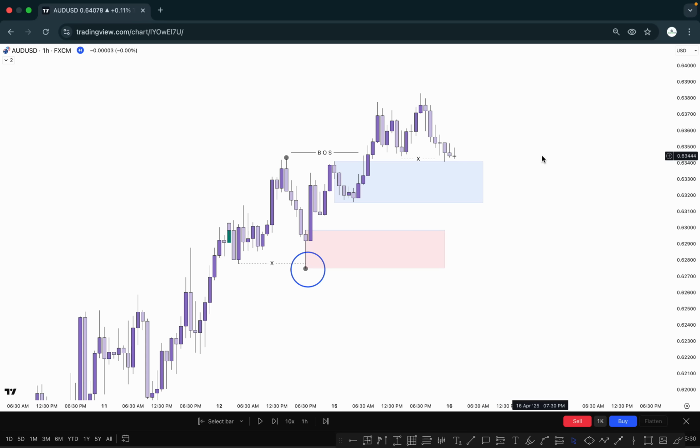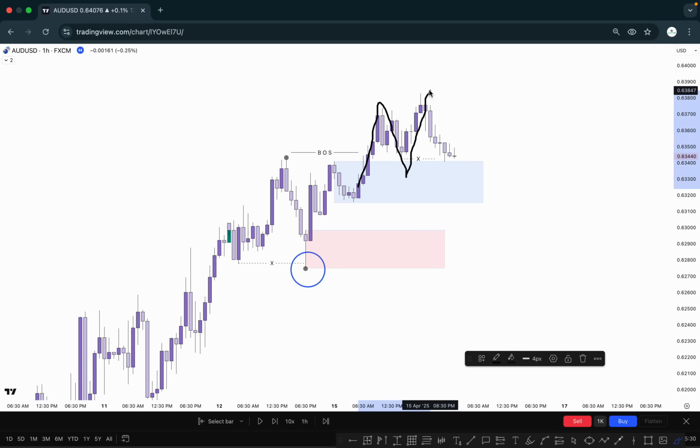For example, this one: if market momentum is bullish and takes a pullback here, and this pullback mitigates this order flow like this one, that means it is already mitigated by this pullback.